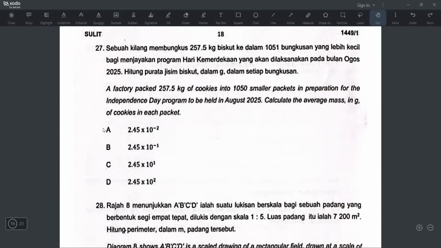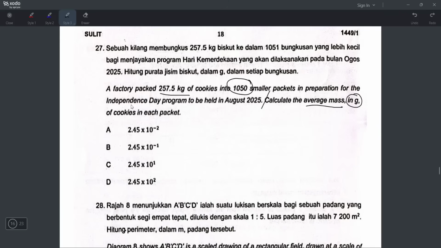Okay, 27. A factory packed 257.5 kg of cookies into 1050 smaller packets in preparation for the Independence Day program to be held in August 2025. Calculate the average mass in gram of cookies in each packet. Okay, first of all, the unit is not the same already. They give in kg, but this one they want to find in gram. So I think I will change it to gram now.